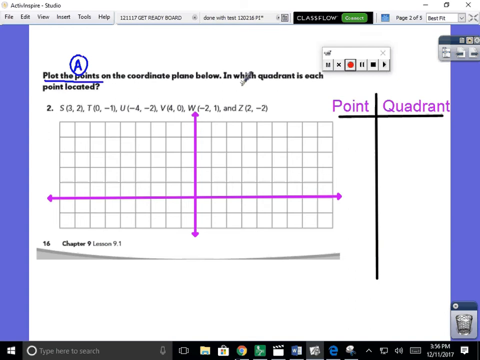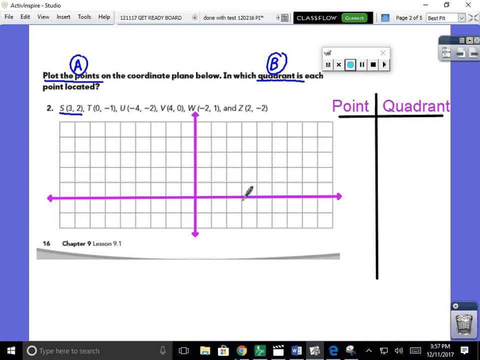But as I read on, it says, in which quadrant? So that's part B, naming the quadrant that those points land in. So let's give this a try. For the first one, I noticed that S is found at positive 3, positive 2. So remember, we're always starting at the origin where the x and the y intersect. I'm going to move positive 3 to the right because my positive numbers are on the right. To the right, to the right, to the right. This would be positive 3.